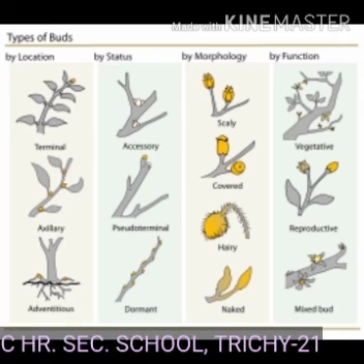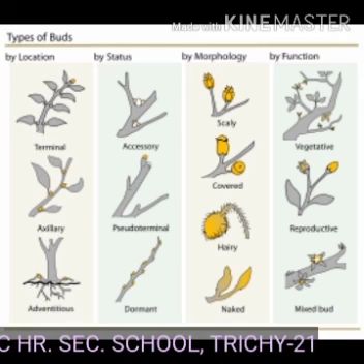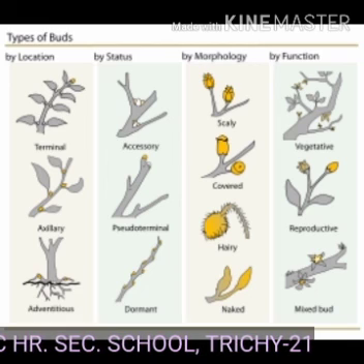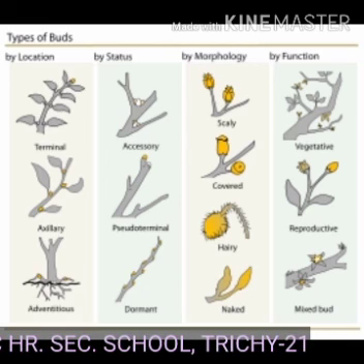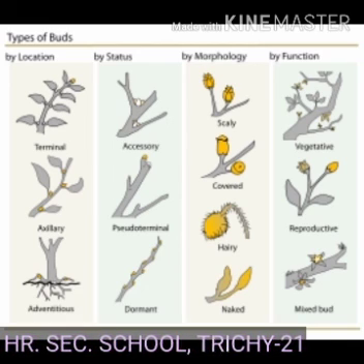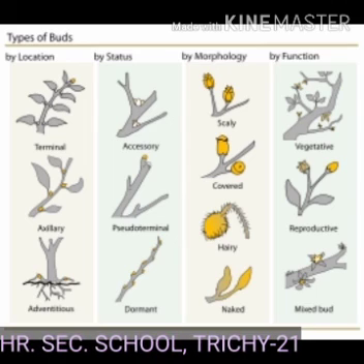When bulbils detach from the parent plant and fall on the ground, they germinate into a new plant and serve as a means of vegetative propagation. Example, Agave.